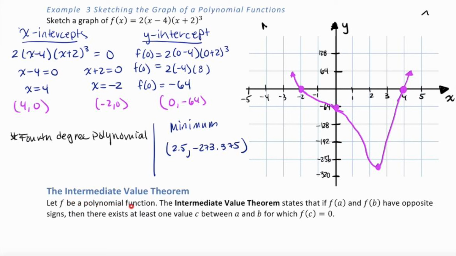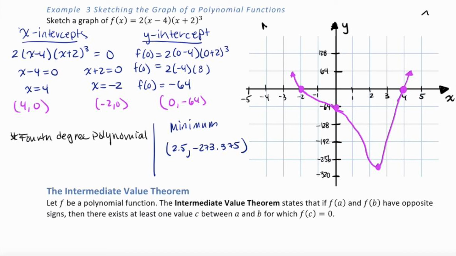Next, let's look at the intermediate value theorem. Let f be a polynomial function. The intermediate value theorem states that if f of a and f of b have opposite signs, that is, one is positive and one is negative, then there exists at least one value c between a and b for which f of c equals 0.